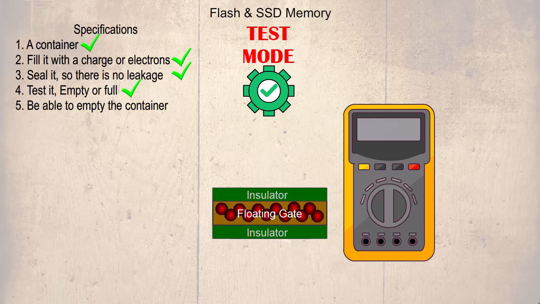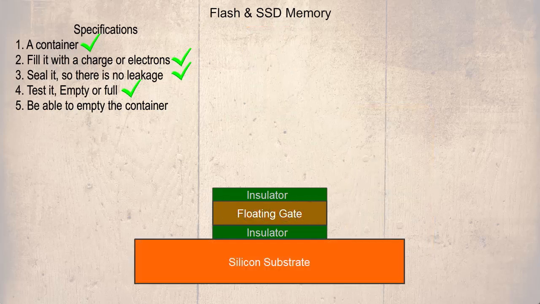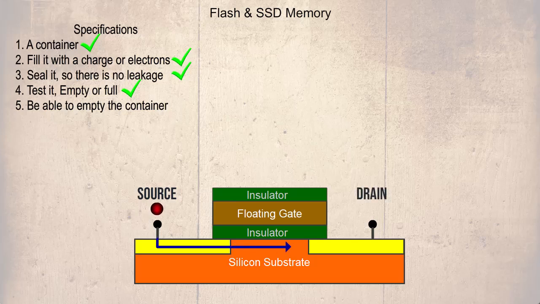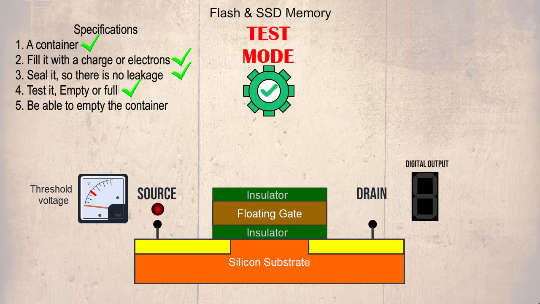First, we need to get the electrons into the floating gate. We do this using a silicon substrate just below the lower insulator. 2 terminals are placed either side of the substrate, called source and drain. For our electrons to cross from source to drain, there must be a minimum voltage to push the electrons across this gap. This is called a threshold voltage. Also, if the electrons make a successful route from source to drain, then the digital output will change. We shall reset the digital output.